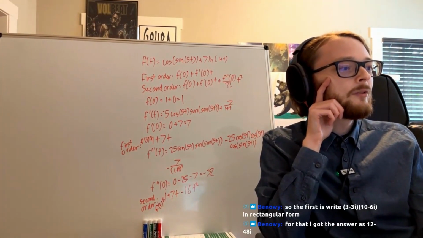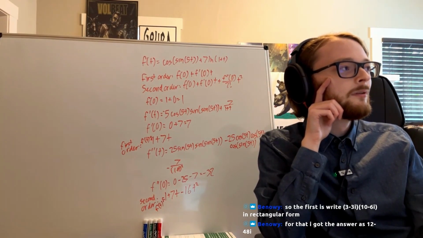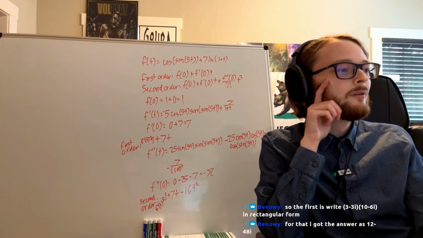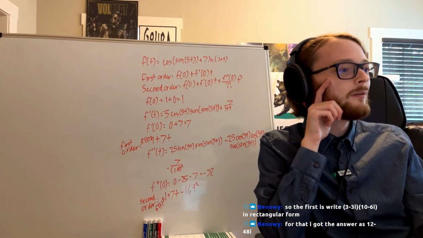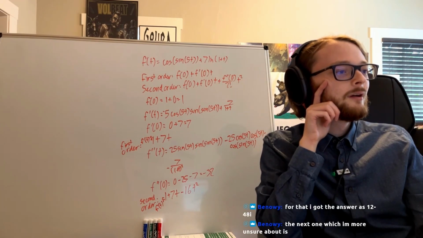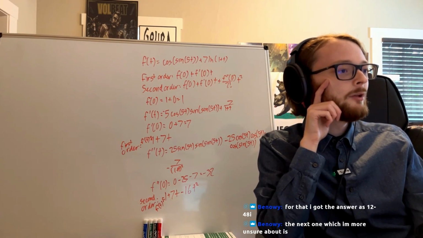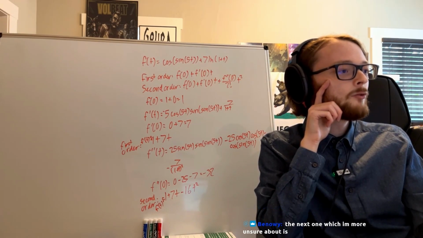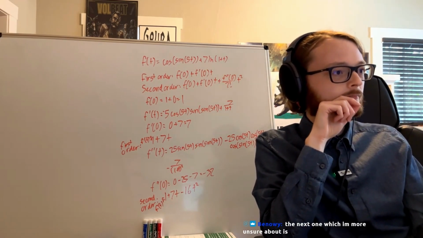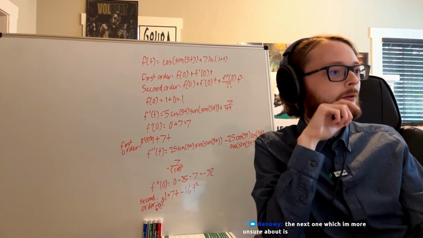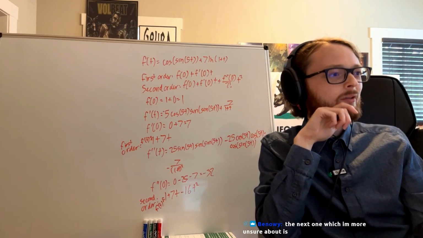3 minus 3i times 10 minus 6i in rectangular form. That seems like you would just multiply them. Then you get 30 minus 18, which is where your 12 came from. Minus 30i minus 18i. So yeah, the way that I would think to do it is the answer that you got.